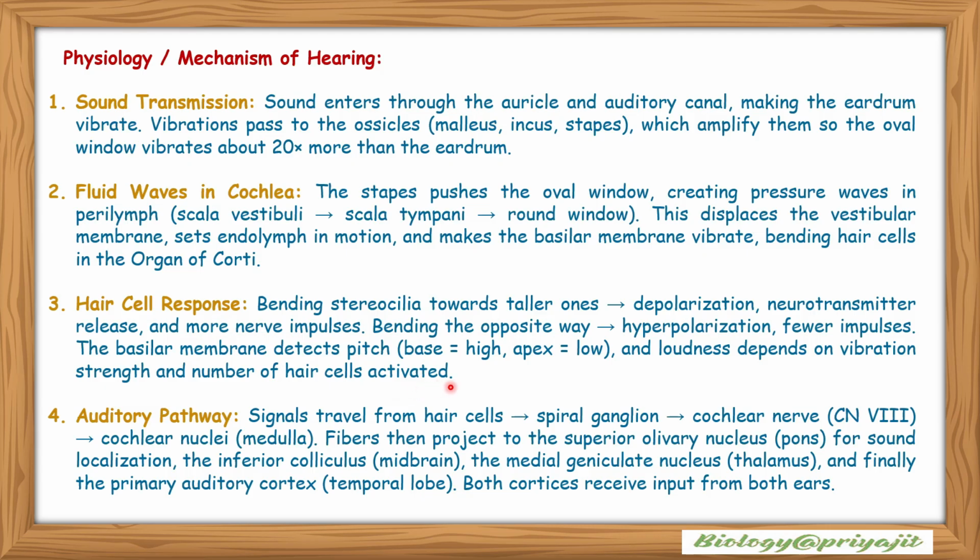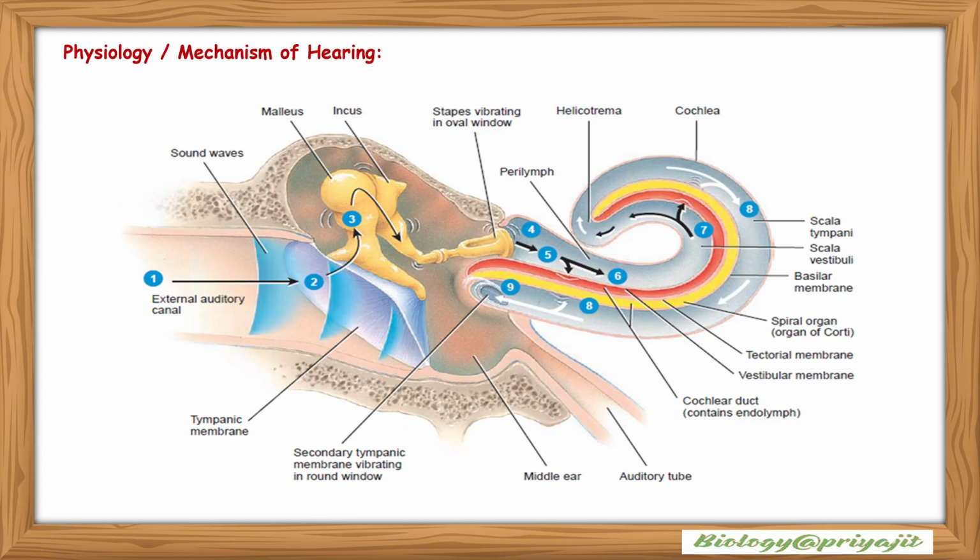So what is the auditory pathway? Signals travel from hair cells, then spiral ganglia to the cochlear nerve, that is cranial nerve 8, then cochlear nuclei of the medulla. Fibers then project to the superior olivary nucleus of the pons for sound localization, the inferior colliculus of the midbrain, the medial geniculate nucleus of the thalamus, and finally the primary auditory cortex of the temporal lobe. Both cortices receive input from both the ears.